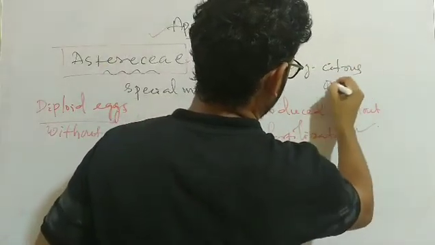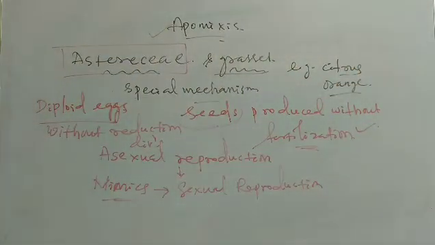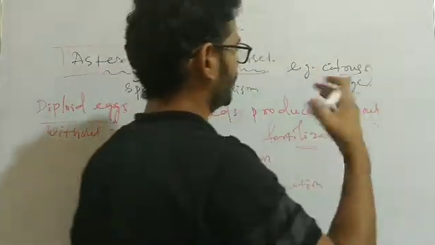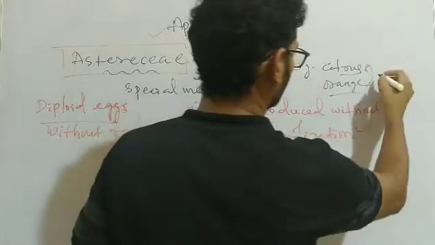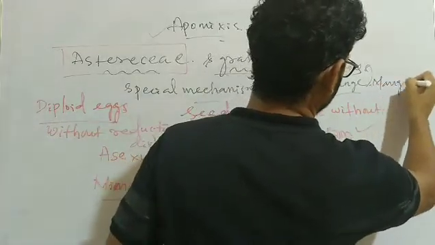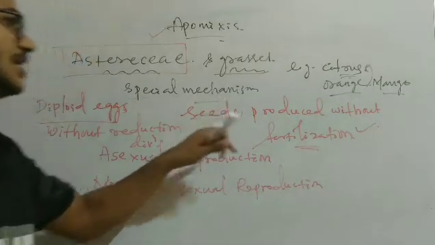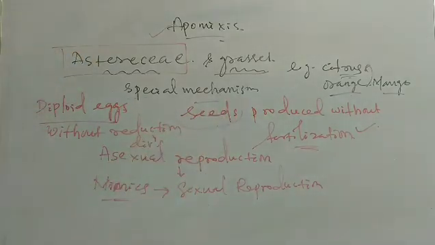The examples of plants are citrus, orange, etc. Citrus means orange will also come under that. Orange, lemon, mango is also an example. These are examples of production of seeds or embryos without fertilization.